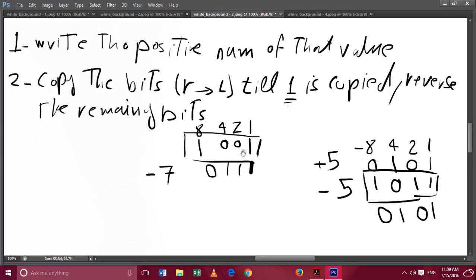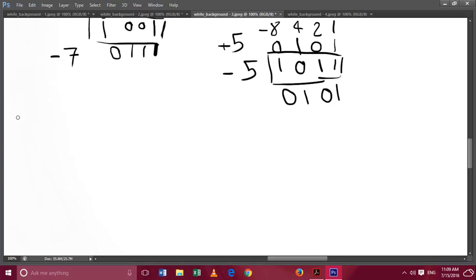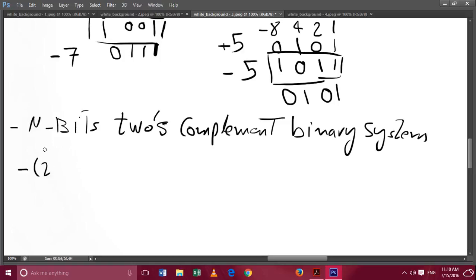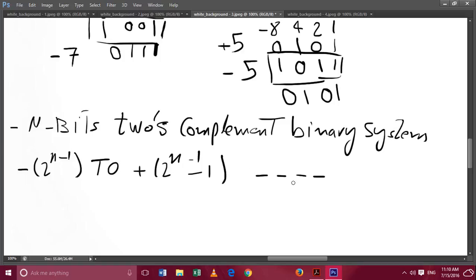As a rule of thumb, an n-bit 2's complement binary system is capable of representing numbers ranging from minus 2 to the power of n minus 1, to plus 2 to the power of n minus 1, minus 1. So it all depends on the number of bits in that 2's complement binary notation. In the previous example, a 4-bit 2's complement binary system will represent fewer numbers than, let's say, an 8-bit 2's complement binary system, right?